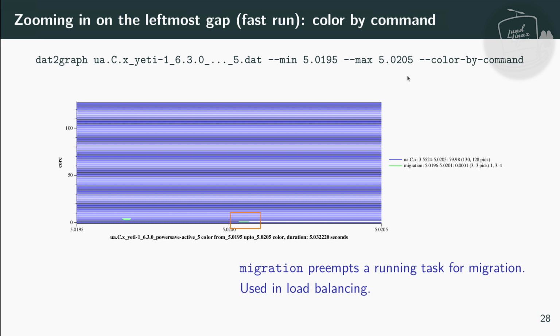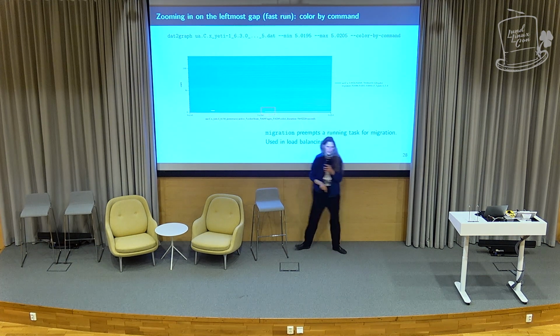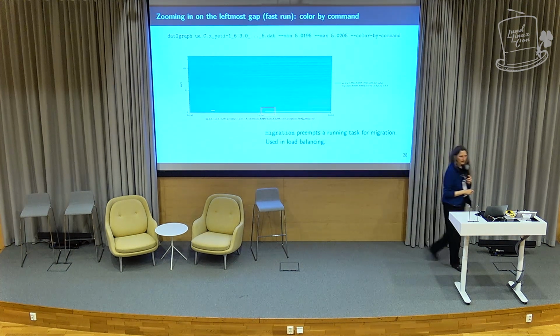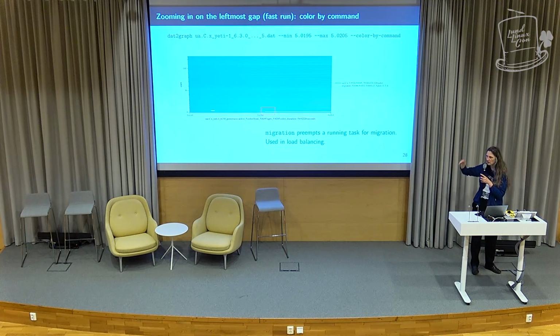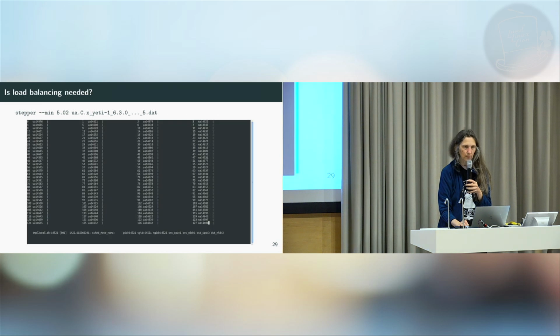Here is the left side of one of our gaps. We see there's this migration task sitting here that is running. First we have UA running, then we have the migration task, and then we have nothing for some time afterwards. Migration is a task that preempts other tasks. You have a running task, the migration task wakes up, preempts the running task, and pushes the other task off to some other place. It's used for some kinds of load balancing. So we can ask ourselves, why are we doing load balancing? We have n threads, n cores, everything should be fine, no need for load balancing.